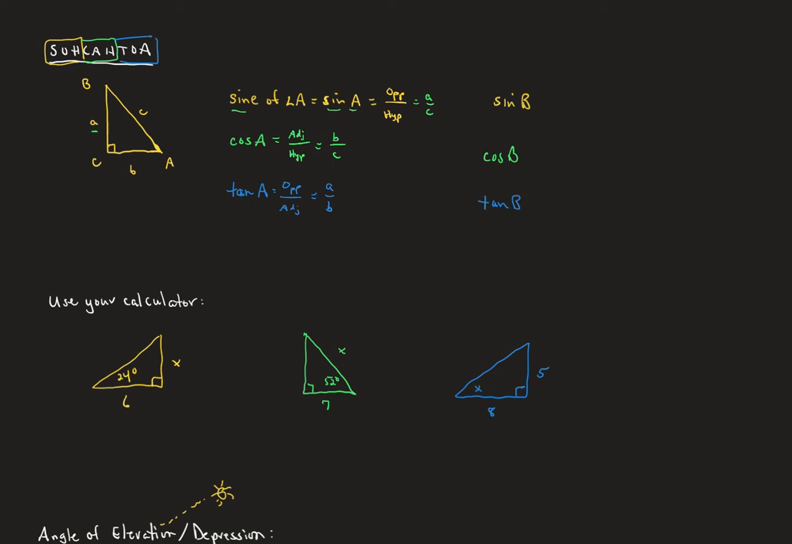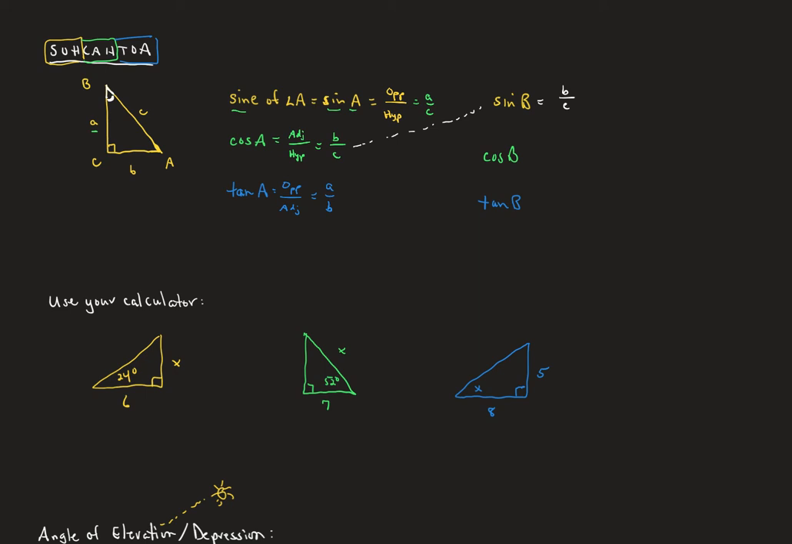So the sine of angle B, if we direct our attention over there to angle B, sitting over here, sine of angle B is going to be, again, opposite over hypotenuse. Opposite is B, and the hypotenuse is C. Notice that the sine of angle B is the same as the cosine of angle A. That is not a coincidence.